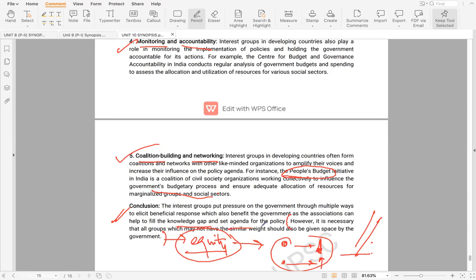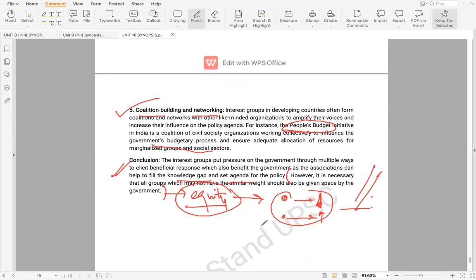And we can never show pressure groups in a negative light, but you can talk about the problems within the pressure groups. So for example, if they have their own self interests, they try to put others down, etc. And you give out the solutions as well. But overall, you have to keep the tone positivist for pressure groups. With this, we come to an end of this unit as well.